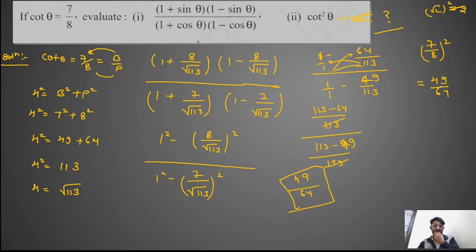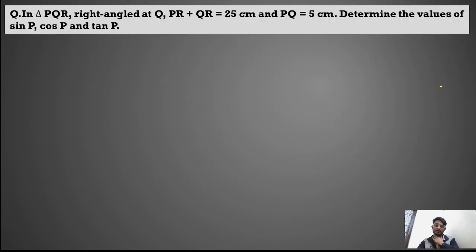Okay, now let's move on to another topic. Another topic is: in triangle PQR, right angle at Q. Basically this is a very important and very tough question for RBSE and CBSE boards. You are given triangle PQR. So first of all, we will draw the triangle.